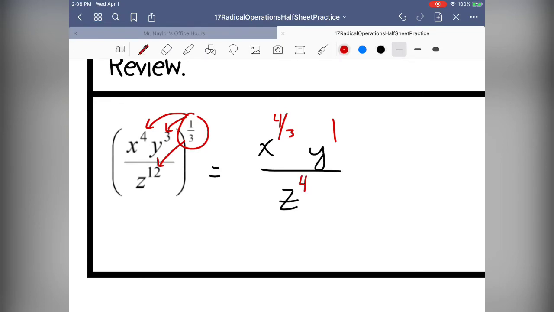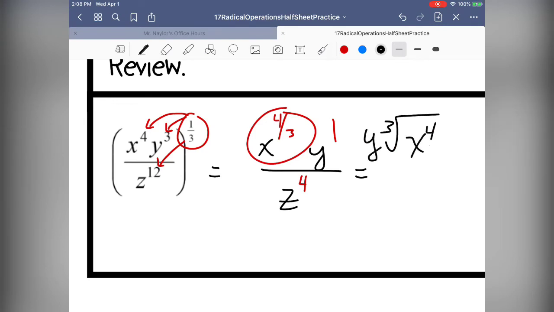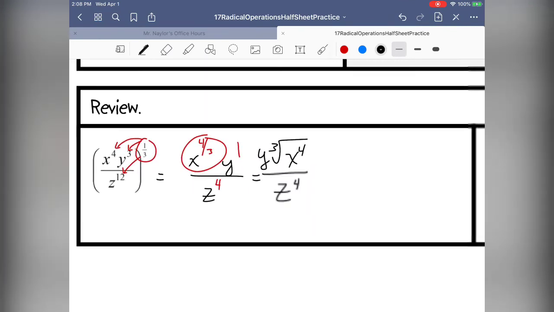There's really nothing else that can be done here, unless for some reason you decided that you wanted to write this x as a radical. It doesn't say that you have to, but if you were going to write it as a radical, it would be the third root of x to the fourth. There would still be this y on the outside, and there's still this z to the fourth underneath. So both of those are fine.